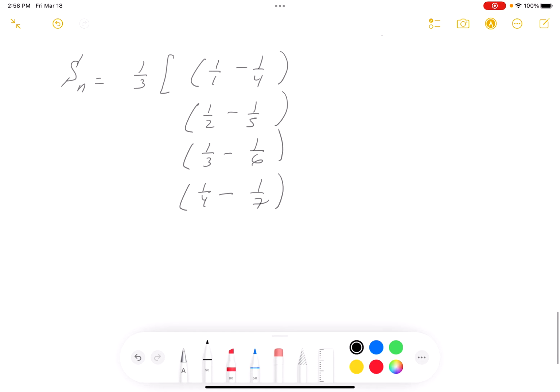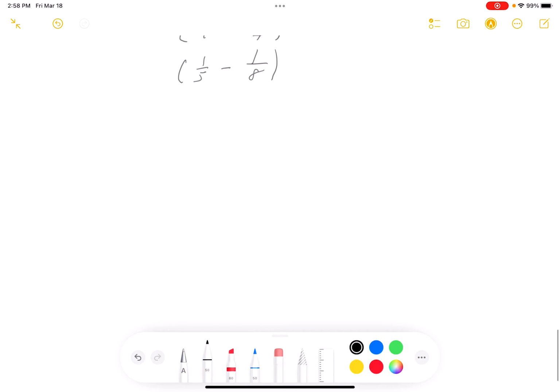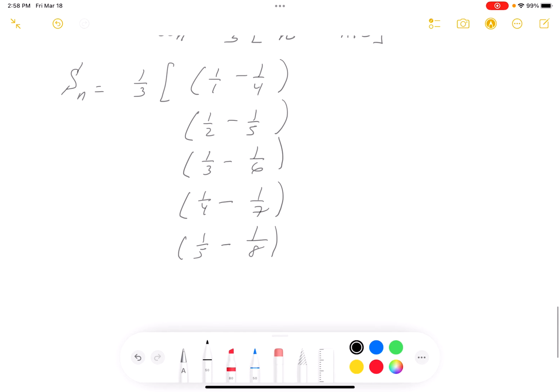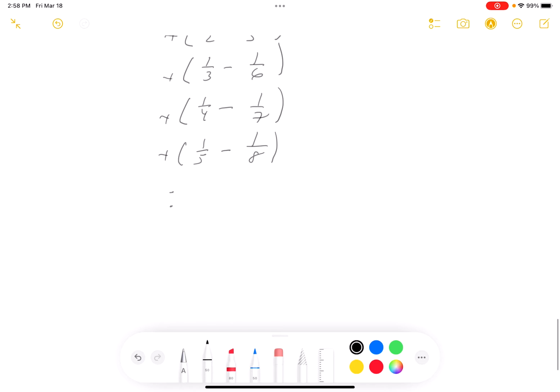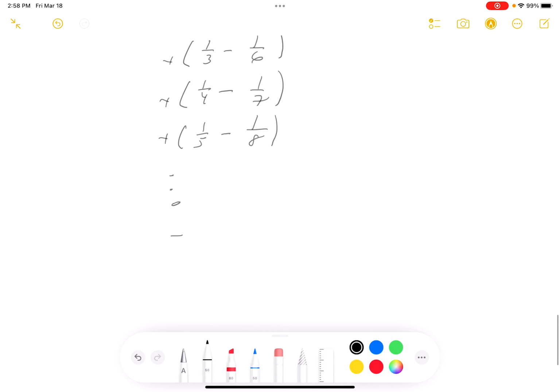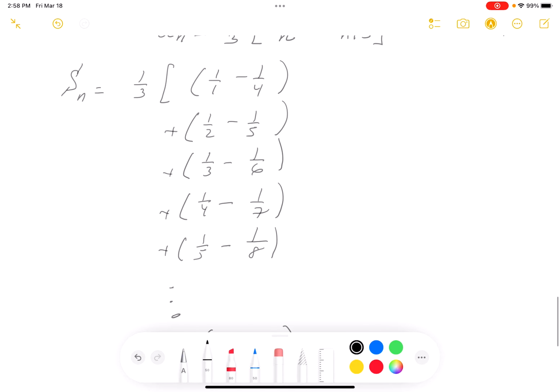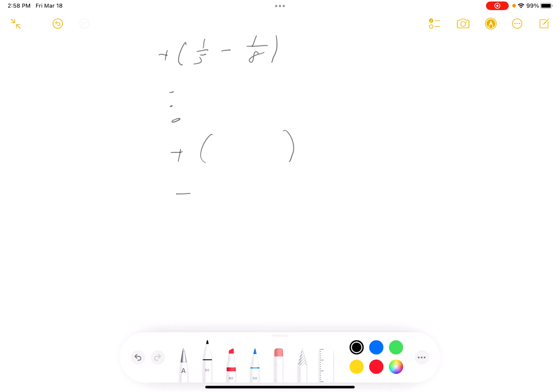1 over 4 minus 1 over 7. I think you get the idea. 1 over 5 minus 1 over 8. And I have to keep going. I'm sorry, I forgot to put plus signs down. This keeps going, right? And I'm going to start to write down the trailing terms. And I'm going to point out the first cancellation I see, there has to be at least 4 terms down. So I'm going to write this over here.